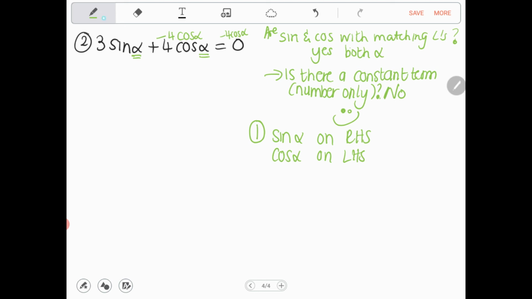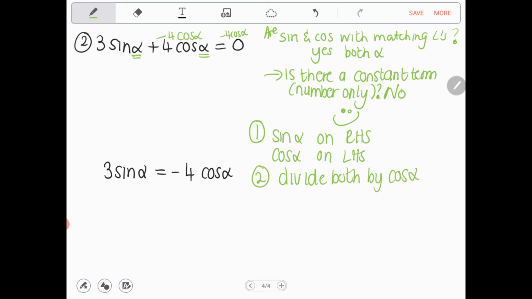All right, so we've done that. So let's write that down. So 3 sine alpha is equal to negative 4 cos alpha. All right, so now I'm sorted. Sine on one side, cos on the other. All right, now what do we do? We divide both sides by cos. And it's obviously got to be cos alpha because it's an alpha in the sum. So we divide the right-hand side and we divide the left-hand side by the cos of alpha.